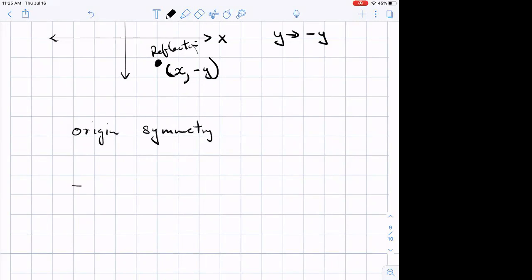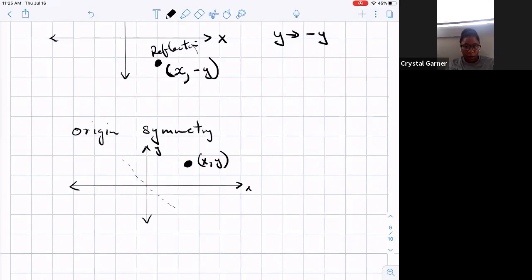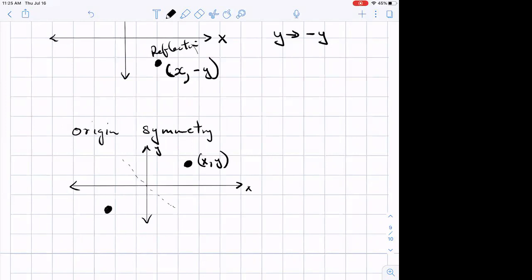So let's do the same little game, the same little scenario. Let's pick a point over here, and we observe now in quadrant 1, this is x and that's y. Now, suppose there is a mirror in the origin. Where do you expect to see this dot? In which quadrant? Quadrant 3, somewhere over here.